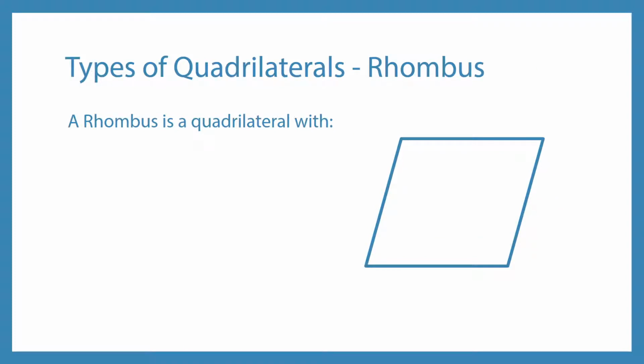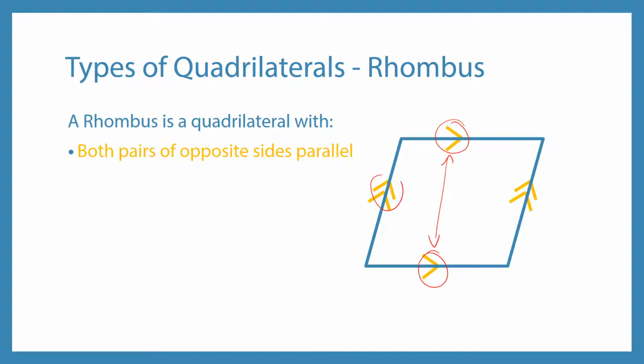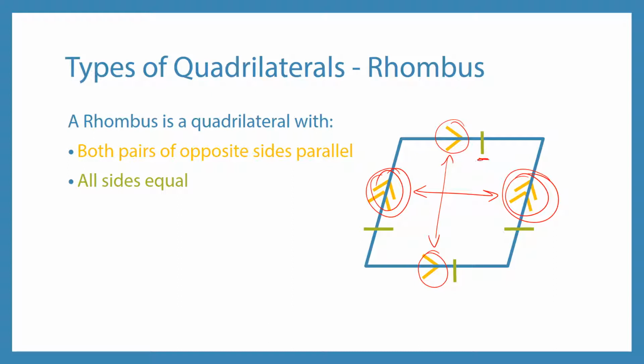Next we have a rhombus. I think of a rhombus as a squashed square. So a rhombus is a parallelogram because all pairs of opposite sides are parallel. So these are parallel, but it also has every side the same length. Unlike a square, you're not necessarily going to have a right angle in here. So that's why I think of it as a pushed over square. Every side is the same length and every opposite side is parallel.